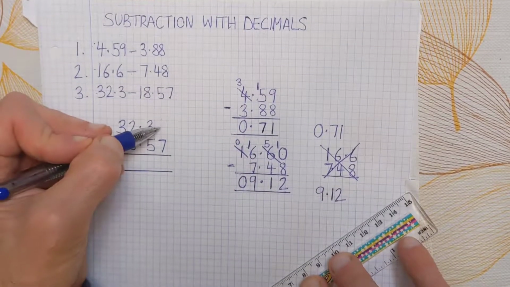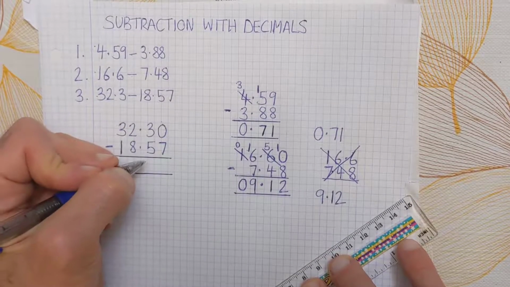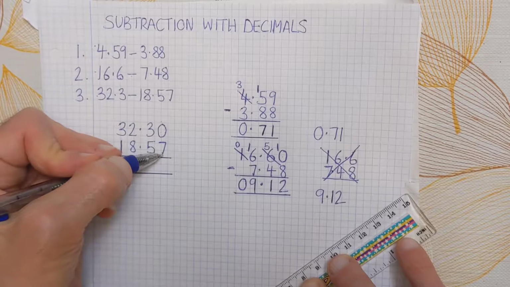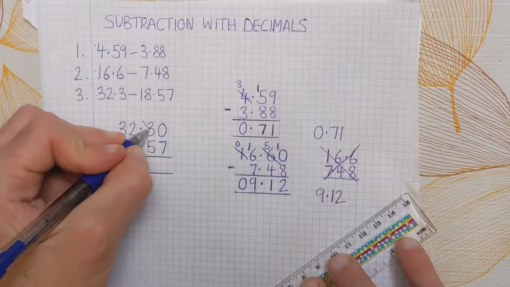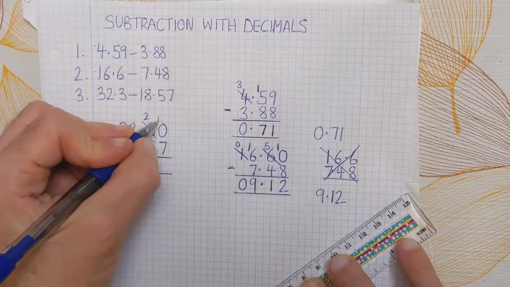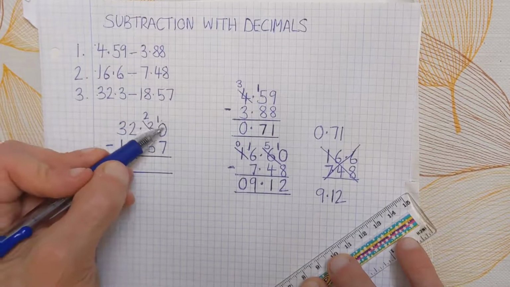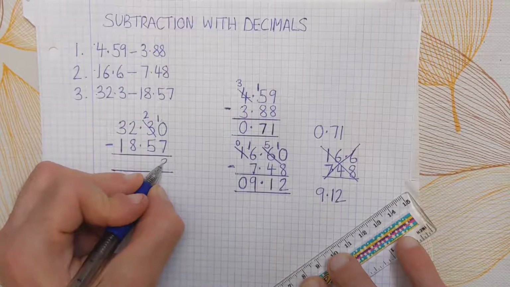As before, we have a gap here, don't we? And we've learned a gap is 0. 0 take away 7. Can't do. So we borrow from the 3. 3 becomes a 2, and the 1 goes there. 10 take away 7 is 3.